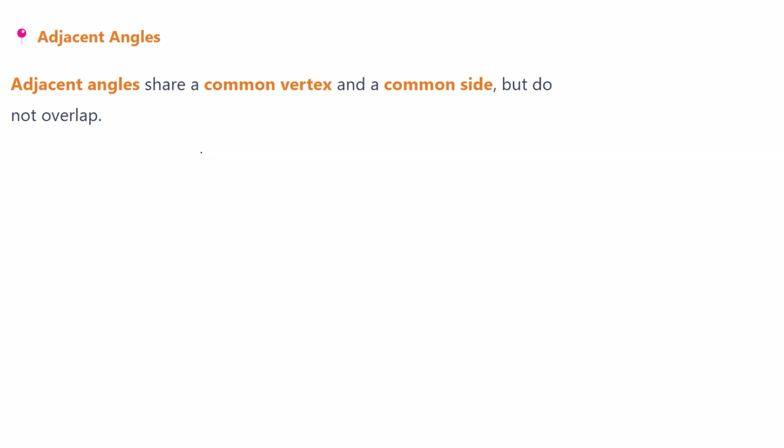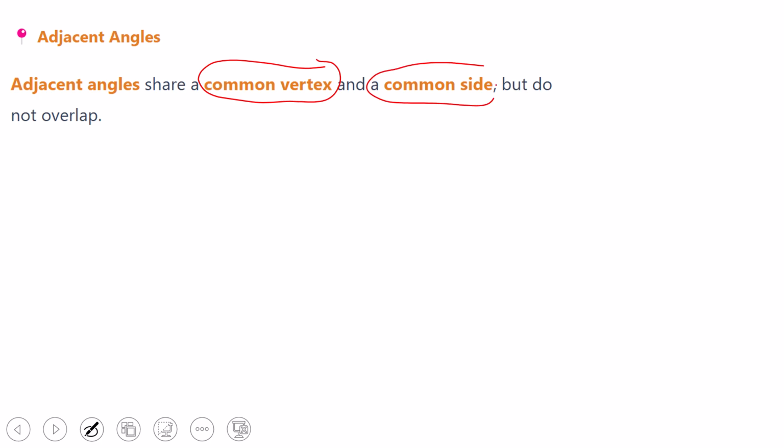Okay, so now let us take a look at the adjacent angles. Two angles are said to be adjacent if they share a common vertex and a common side, but they do not overlap. Let me explain this. When we say two angles are adjacent, in layman's terms, it means that these two angles are next to each other.